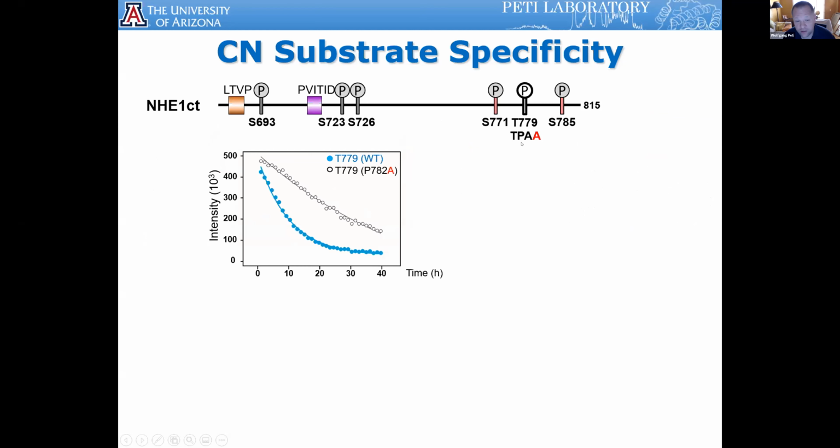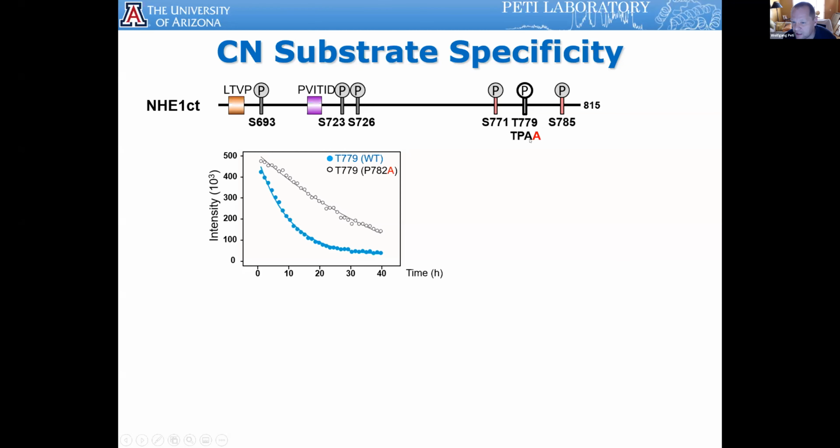Well, desperation is a good weapon when you want to do science sometimes, because what we saw here was this is the sequence. When we turned that into an A, we lost quite dramatically selectivity and speed of dephosphorylation. So clearly that P is important. So as a second experiment, what we did is we turned this serine 785 site into a TPAP site. This is exactly the sequence that was this TPAP site of 779.